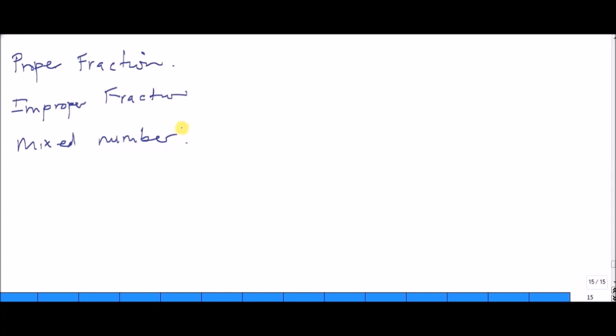A proper fraction is less than 1. Its numerator is less than the denominator. And they gave us some examples here. They gave us 3/4, 2/4, 2/3, and 7/8.